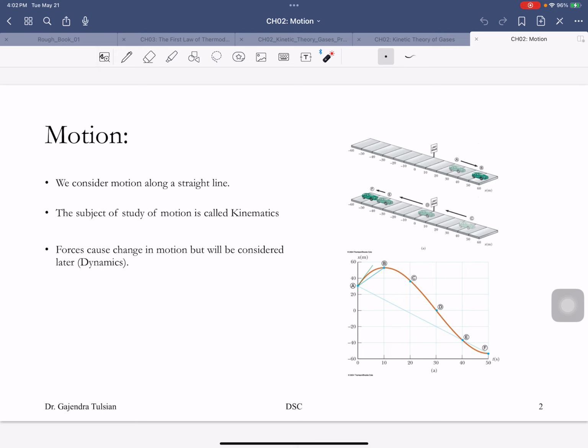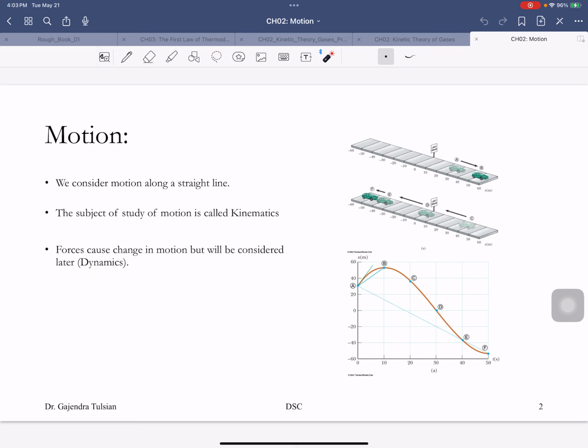Okay, so here's an example: a car moving on a straight road. And we will be interested in describing such motions and be able to calculate some of the stuff. Okay, so in physics, the study of motion is called kinematics.